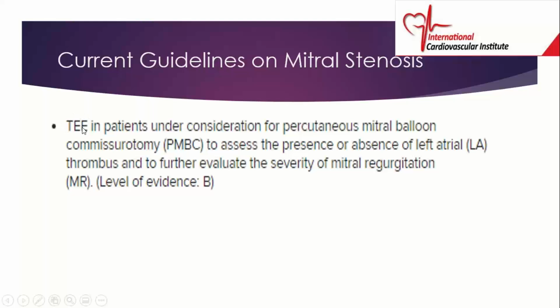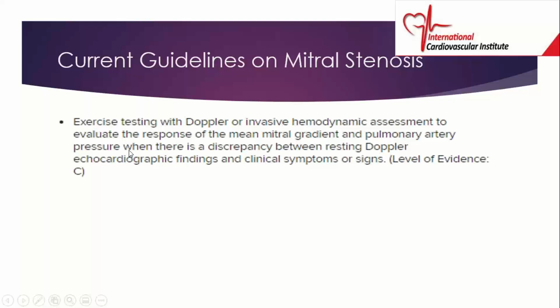A TEE, a transesophageal echo, if you plan to do a percutaneous mitral balloon commissurotomy, because you have to make sure that there are no blood clots in the left atrium and in the left atrial appendage. And then if the patient has mitral regurgitation, the TEE is very good to further elucidate the mechanism of the MR, which could be a different mechanism, and the severity of the MR. So TEE is a very important part of your workup of these patients.